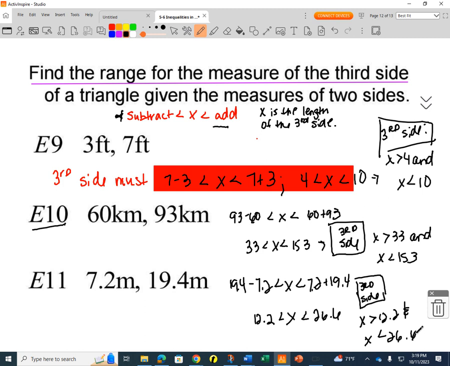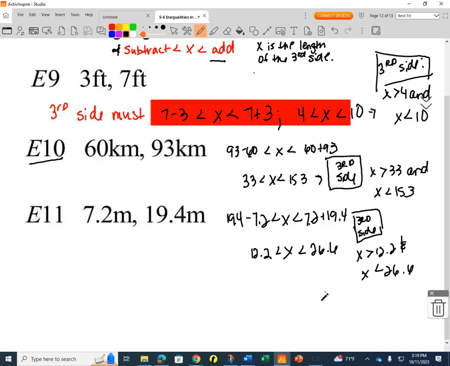So if I'm picking a third side to create a triangle with a side measure of 17.2 and 19.4, I can pick a side measure of 20 because it falls in this range. But I can't pick a side measure of 10 because the third side has to be within that range.